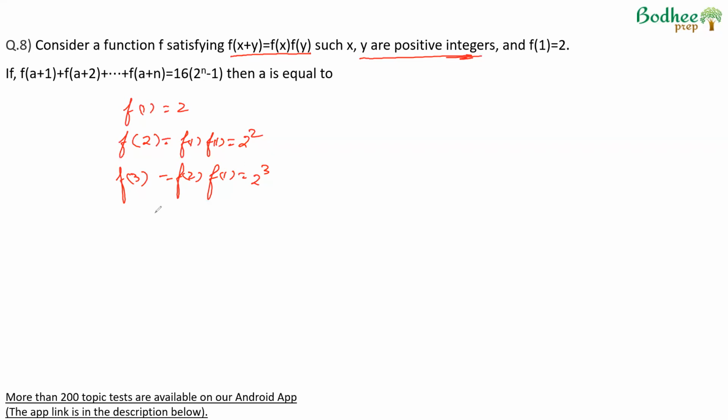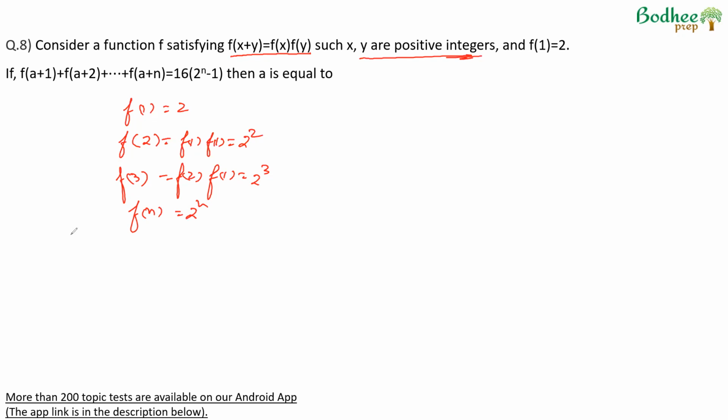And therefore, this process continues. F4 will be 3 plus 1. So 2 cube into 2, 2 raised to power 4. So we can say fn is nothing but 2 raised to power n. Now we have the equation as f of a plus 1 plus f of a plus 2 till f of a plus n is 16 into 2 raised to power n minus 1.